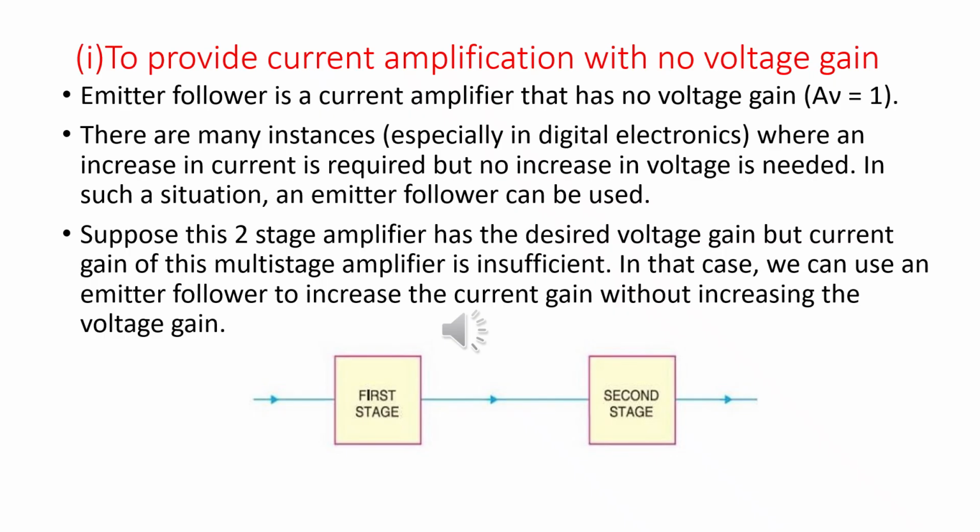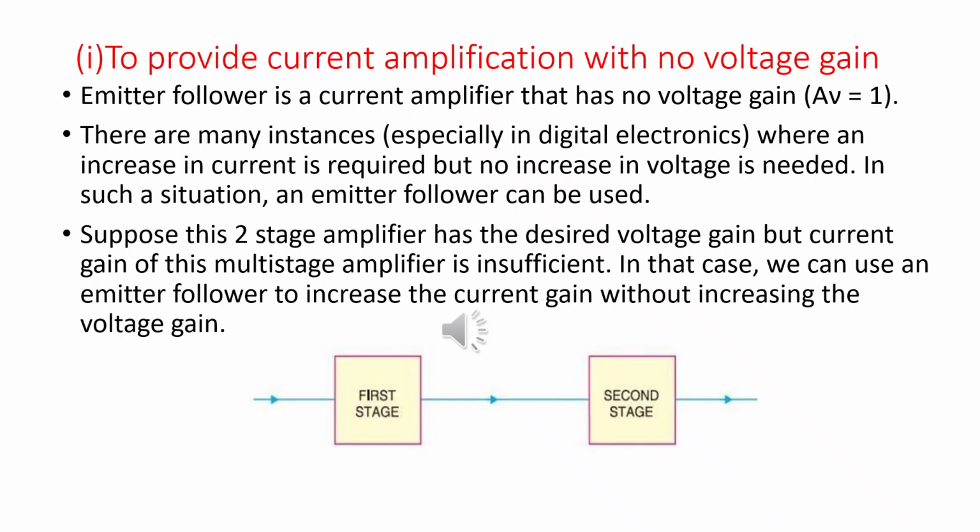That is, the ratio of output voltage to input voltage, VO by Vin, is equal to 1. Why? Because Vout will almost be equal to Vin, so the ratio will be equal to 1. That is because there is no significant increase in the amplitude of the output voltage as compared to the input voltage. Both of them will almost be the same. So the voltage gain is equal to 1.